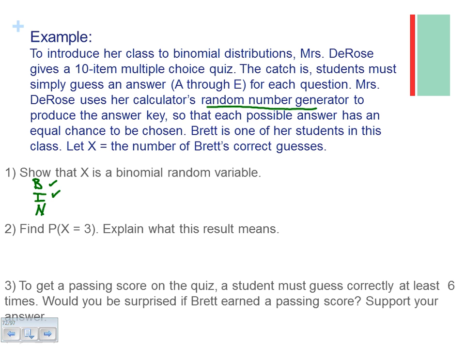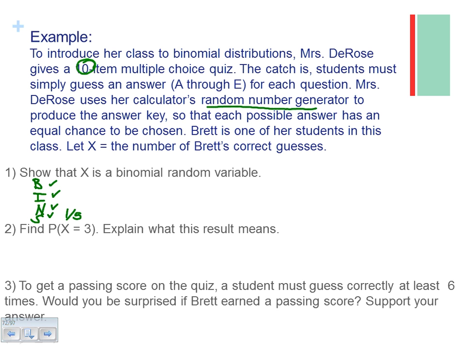Is there a fixed number? Yep, I said I'm going to give a 10-item quiz. And is the probability of success always the same? Yep, because you can get 1 out of 5 right each time, because you're just guessing. So the probability of getting it right would be 1 out of all of the choices A through E, which are 5.